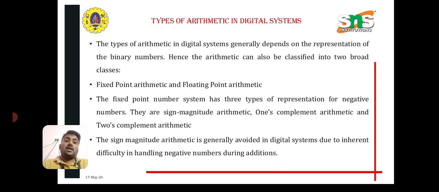The fixed point number system has three types of representation for negative numbers. They are sign magnitude, ones complement, and two's complement. The sign magnitude representation is generally avoided in digital systems due to the inherent difficulty in handling negative numbers during additions.